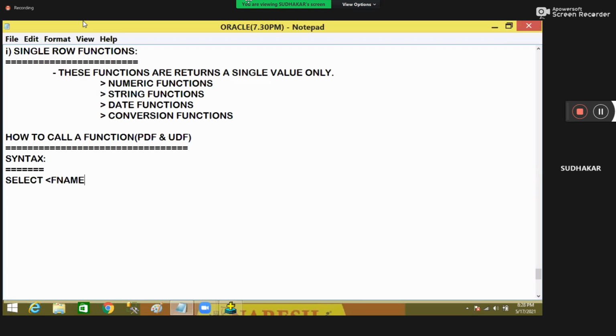Select function name of send values from dual. Send values from dual. This is how a function can be called, by using this syntax. Now the question is, sir, what is dual? Somebody is asking me, what is dual?